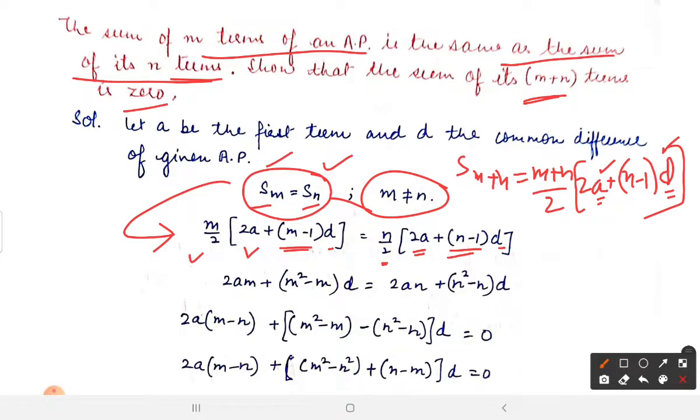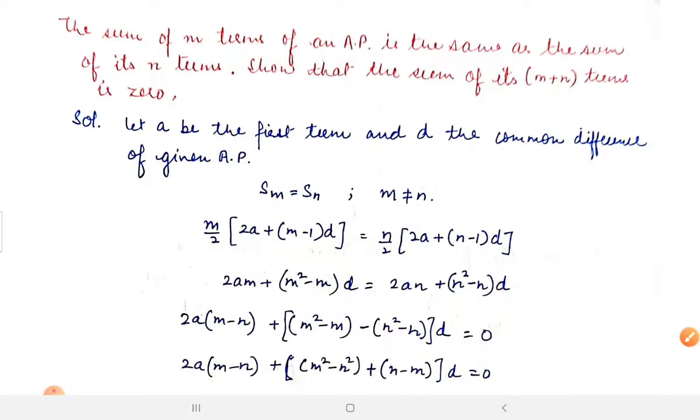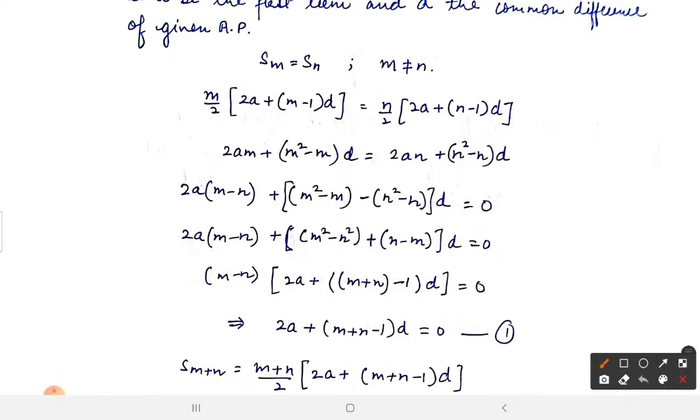Now simplify it. Open the brackets. It is 2am plus (m square minus m) times d equals 2an plus (n square minus n) times d. Combine this with this, so it is 2a times (m minus n), and this with this, so we have (m square minus m minus n square plus n) times d. Now solve this using m square minus n square as (m minus n) times (m plus n).